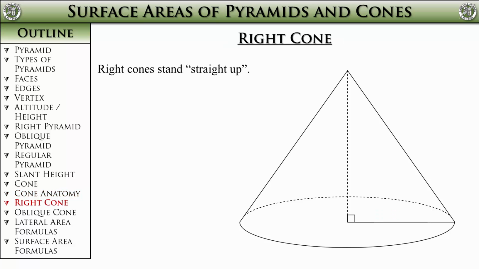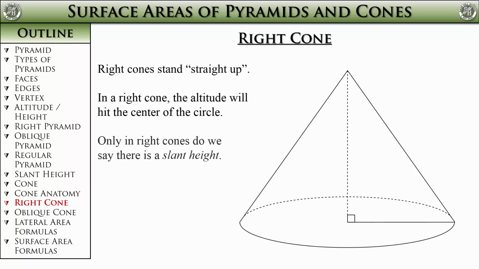Right cones stand straight up. In a right cone, the altitude will hit the center of the circle. Only in right cones do we say that there is a slant height. Just like a pyramid, it would be like you decided to sled your way down the side of it.